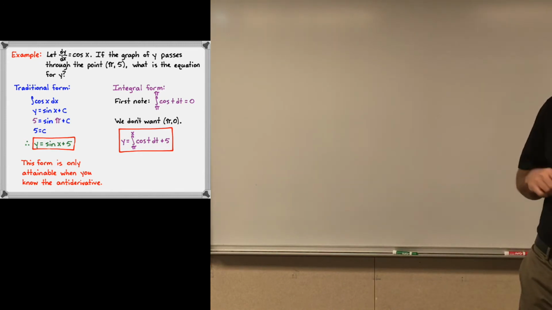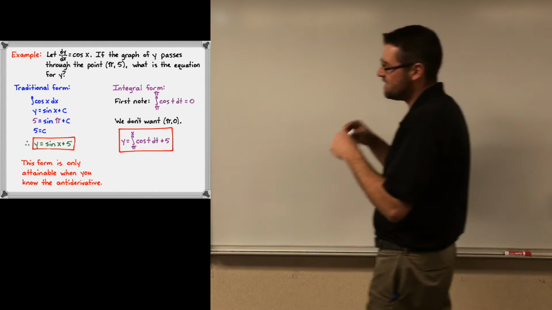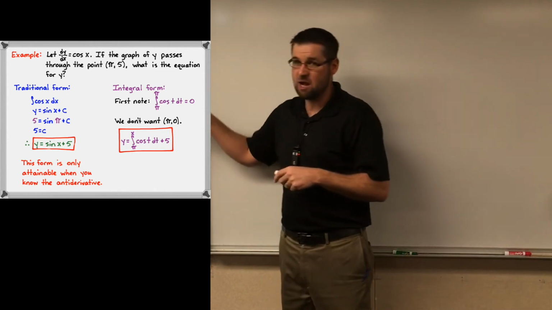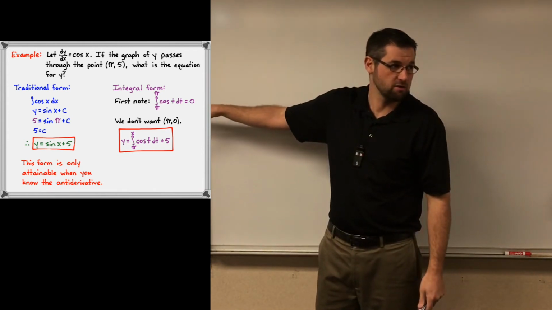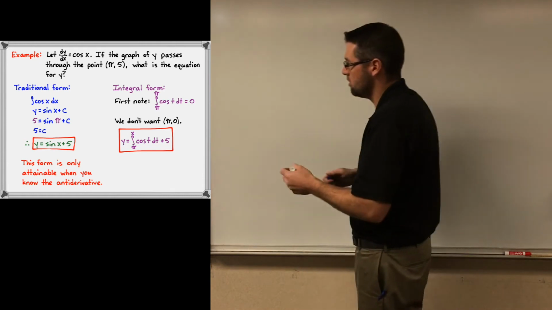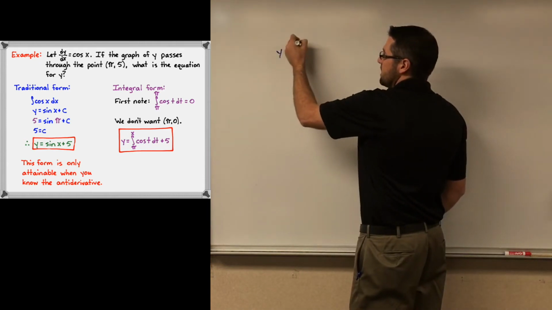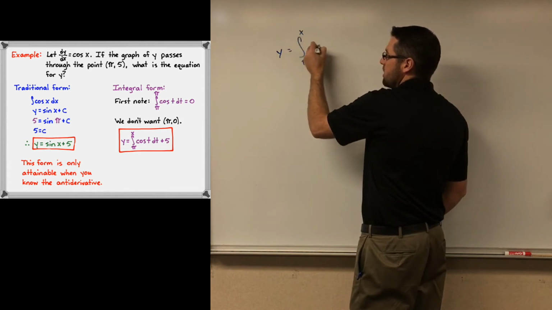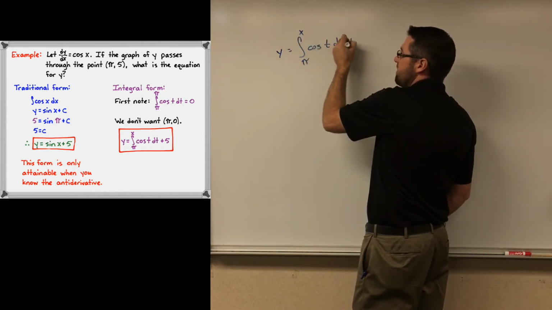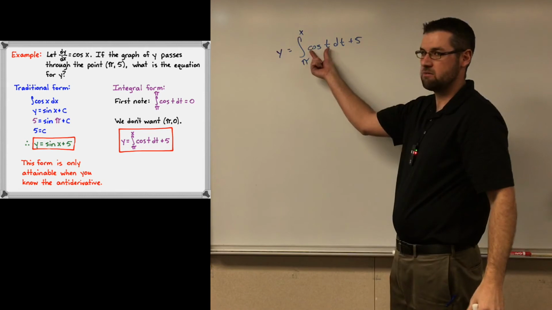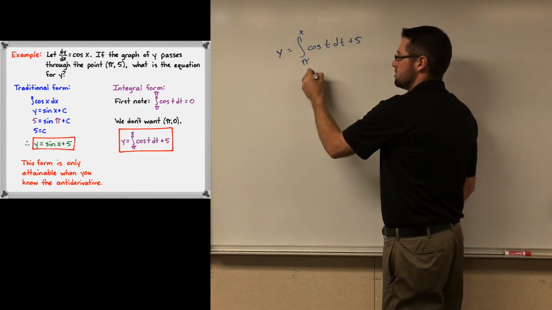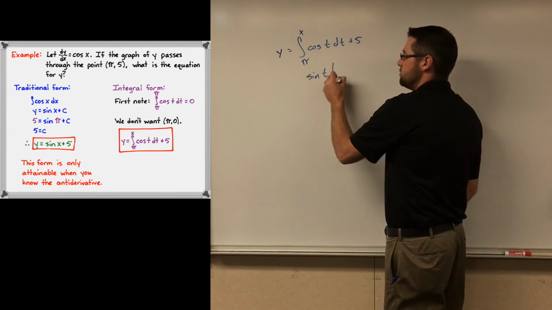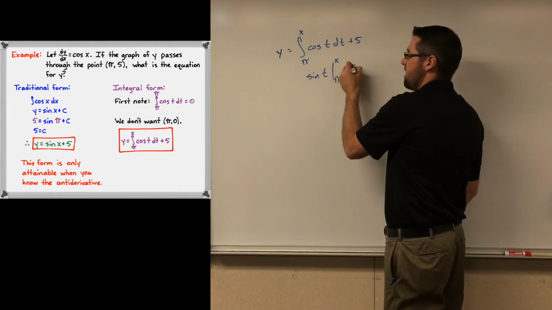It can get a little confusing, but again, the key to this is it doesn't matter how we solve this, or if we can solve this. We can. In fact, I probably should. If I say y equals the integral from pi to x of cosine of t dt plus 5, let's do this. What's the antiderivative of cosine? So sine of t evaluated from pi to x, and then plus 5 when I'm done.